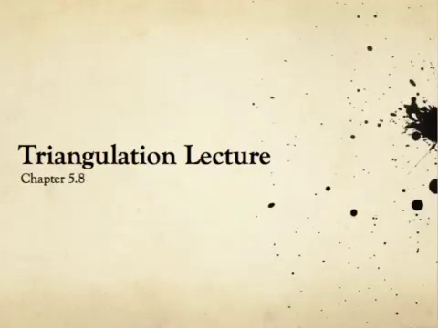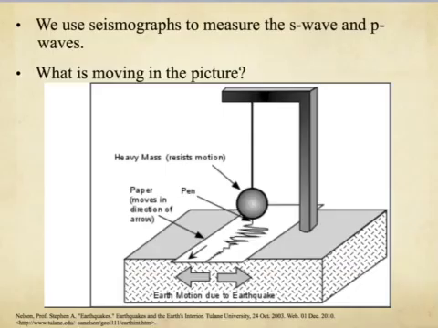This mini lecture is on triangulation. This is chapter 5.8 in your textbook. We use an instrument called a seismograph to record earthquakes. Seis is again a root word meaning shake or quake. Graph is a root word meaning write or instrument. So this is an instrument that writes or records shaking or quaking.